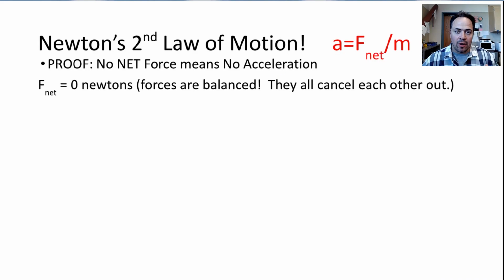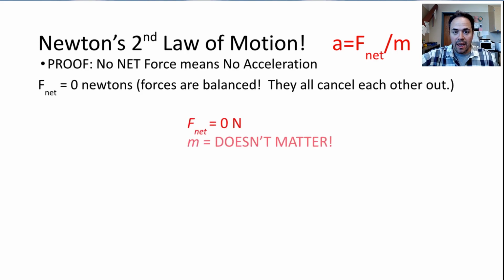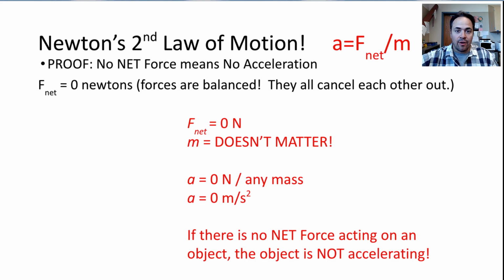Now, along similar lines, we know that no net force means no acceleration, and we can prove it using Newton's second law as well. If we were to plug a zero net force into this formula, we see that no matter what the mass, you are going to have zero acceleration. So again, no net force means no acceleration. Mathematically, zero over any mass is going to give you zero.